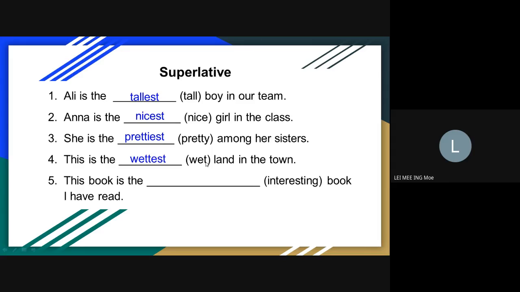Remember to double your consonant, yeah? Some of you spell it with only one T, so you double the consonant for CVC. Rule number 2. All right, the last question, number 5.